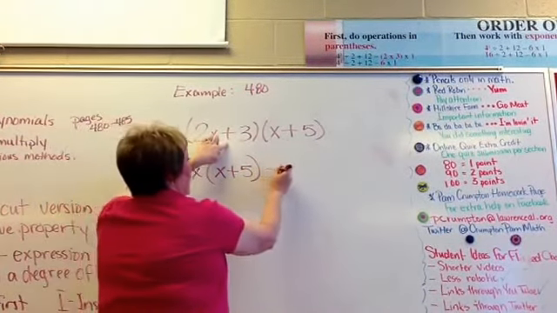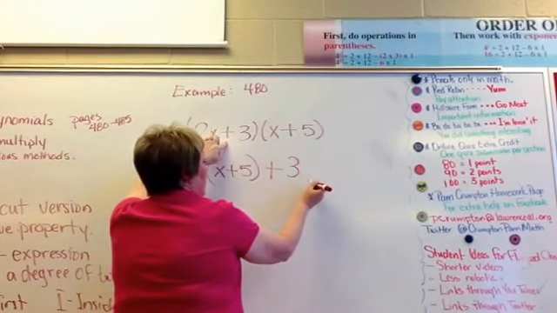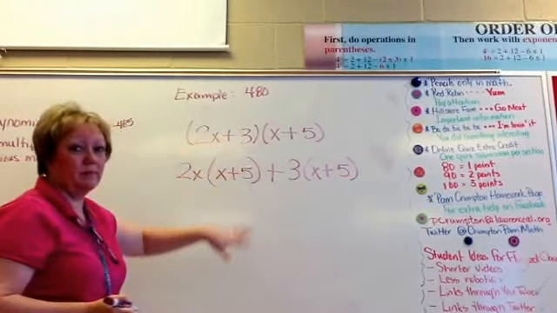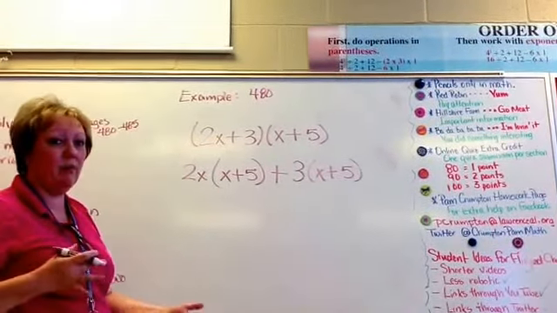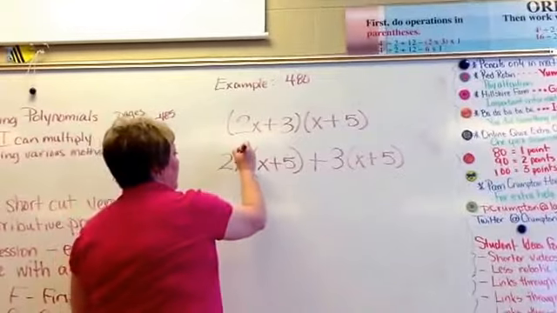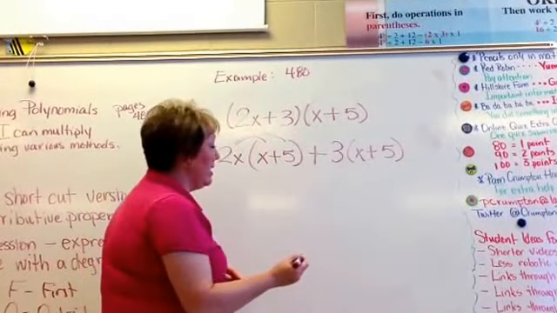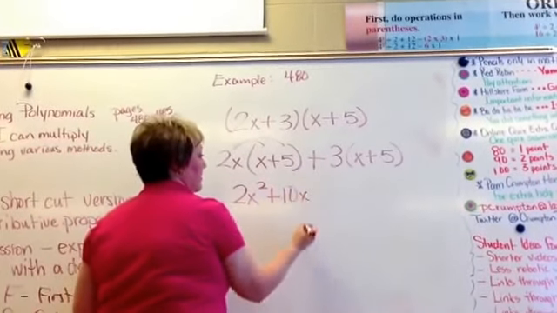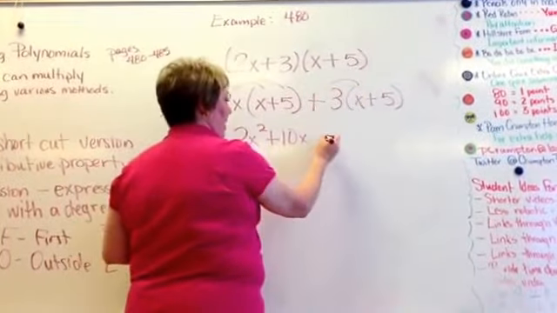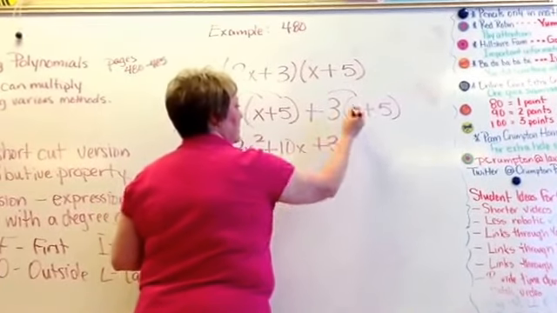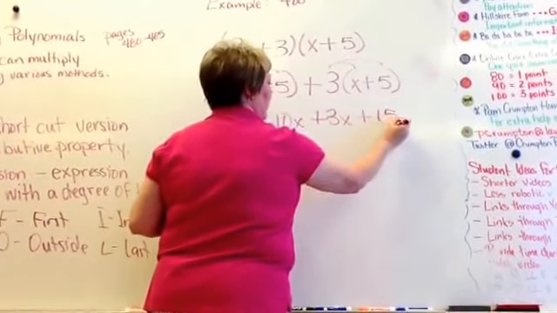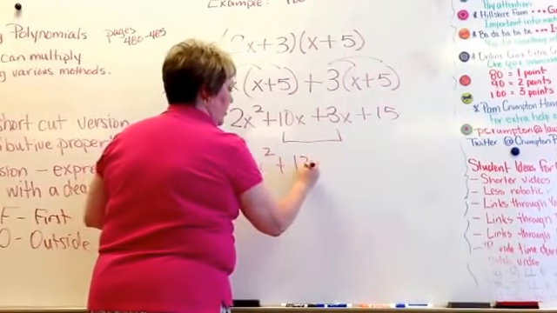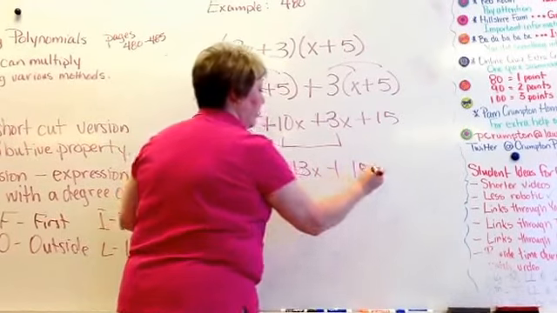Then I will add 3 times the x plus 5. So this, again, is just another method of working this same problem. Distributive property, hugging everybody in the house. I'd have 2x squared plus 10x. Then I'll have plus 3x plus 15. 2x squared plus 13x plus 15.